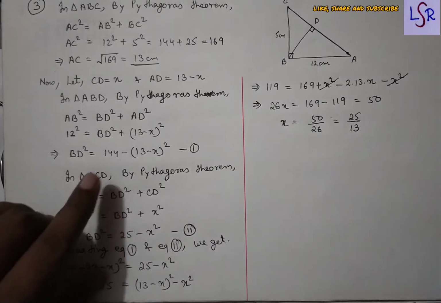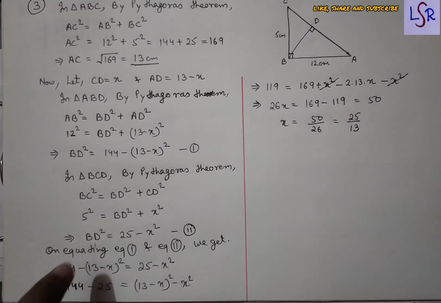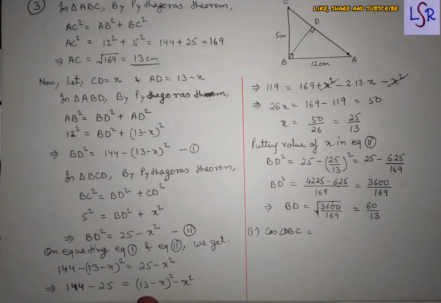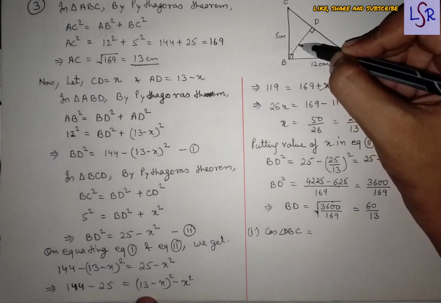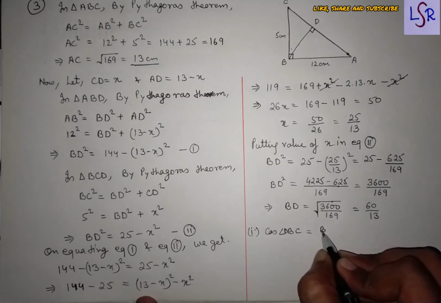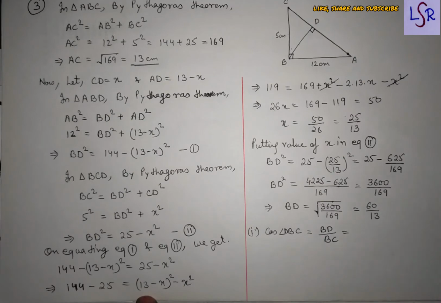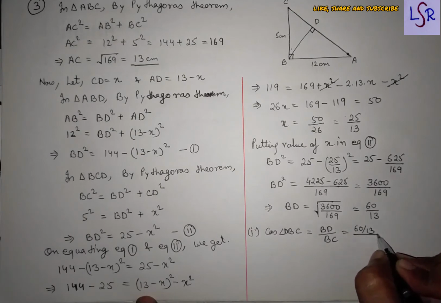Now we can find the value of BD with the help of either this equation or this equation. I am preferring this one. On placing the values and solving it, we have got 60 upon 13 as the BD value. Now in the first part we have to find cos angle DBC. For the angle DBC, that is this angle, this will be the base and this will be the hypotenuse. So cos DBC can be written as BD upon BC. Now place the values of both. BD we have 60 by 13 and BC we have 5.